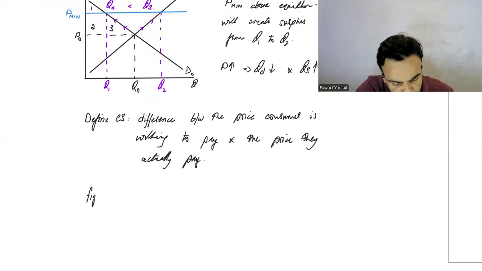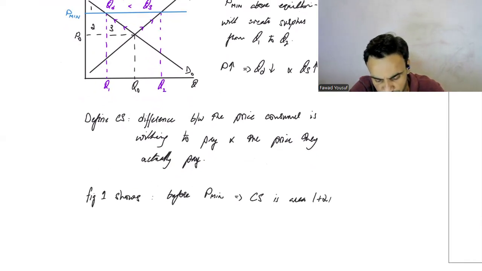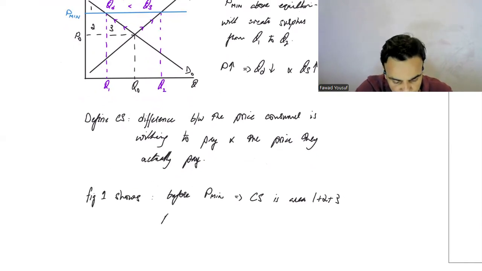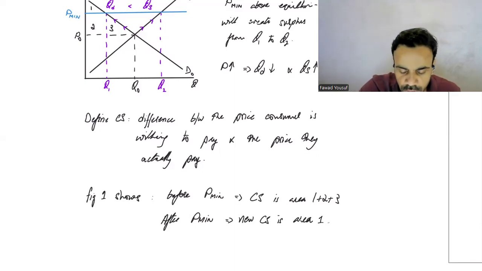Basically you can give a reference like figure 1 shows something like, before P minimum, consumer surplus is area 1 plus 2 plus 3. And after P minimum, new consumer surplus is area 1. So something along this line. And yeah, something area show कर दिया consumer surplus, but what is really happening?